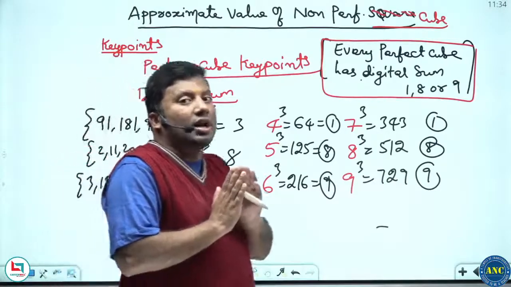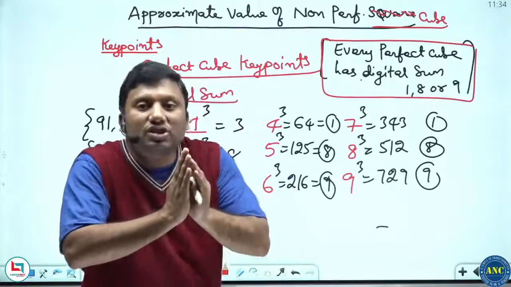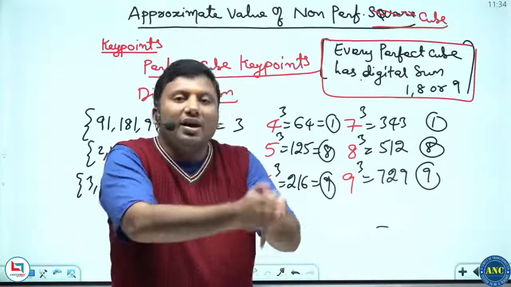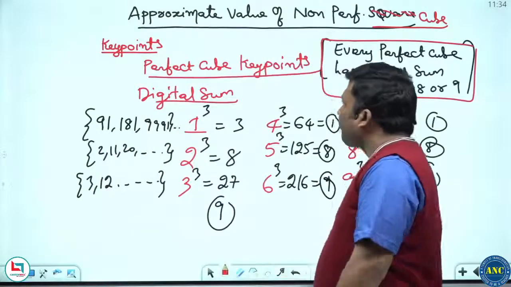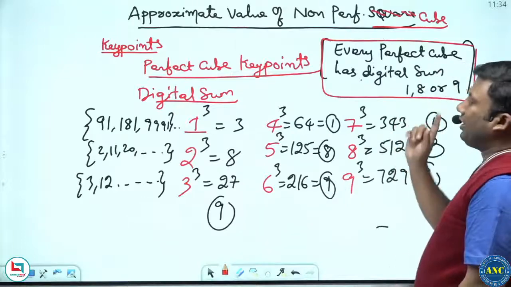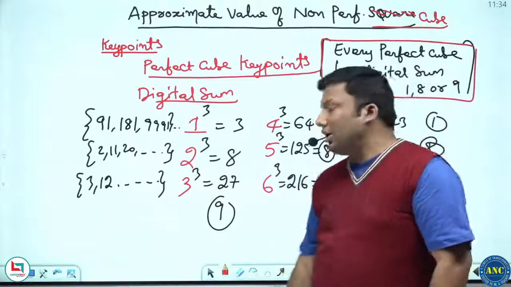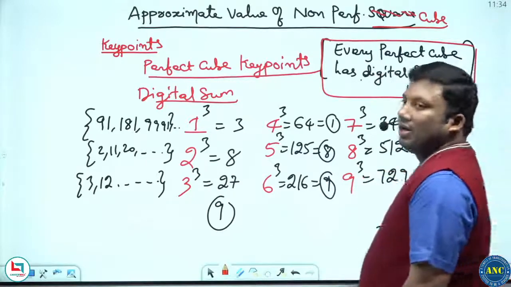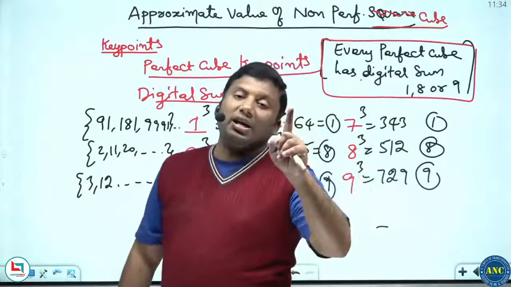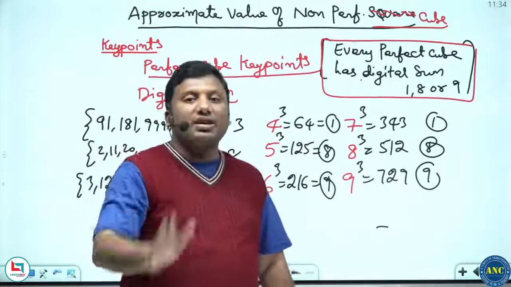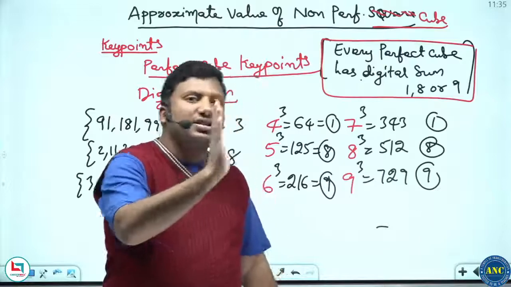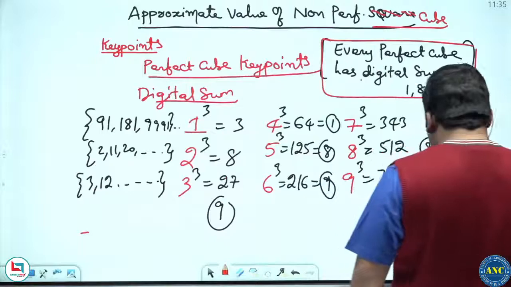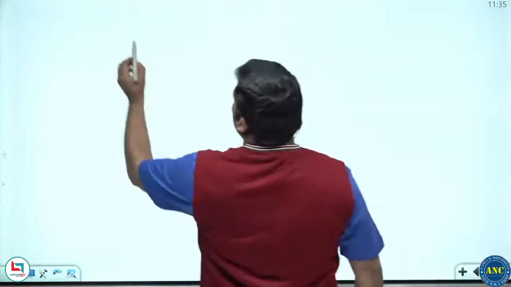Very, very important concept, so that you will understand when you have to find the approximate value of a non-perfect cube, and when you will get the direct answer. If a number is a perfect cube, then the digital sum will always be 1, 8 or 9. The reverse case may or may not be true.